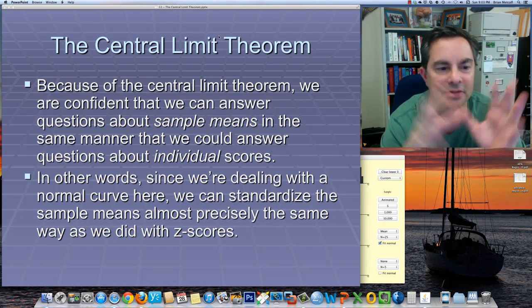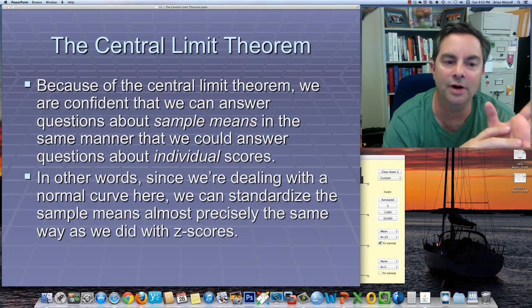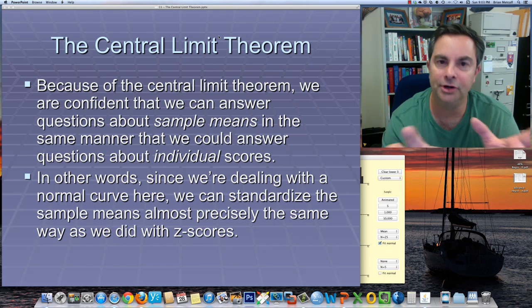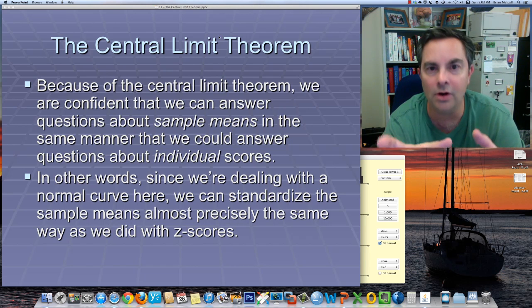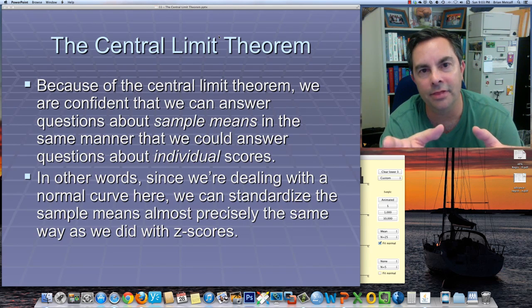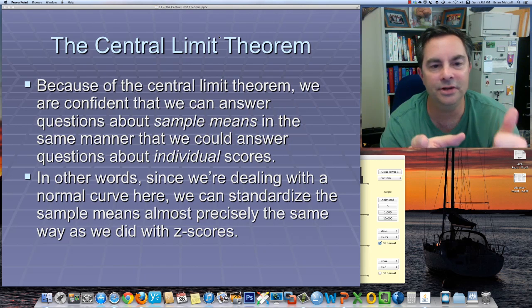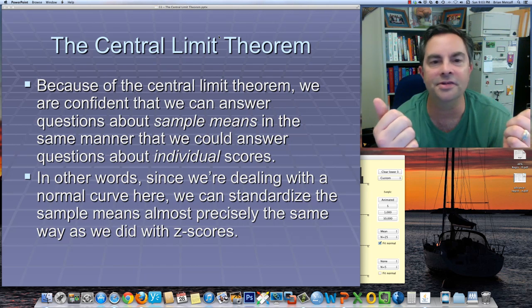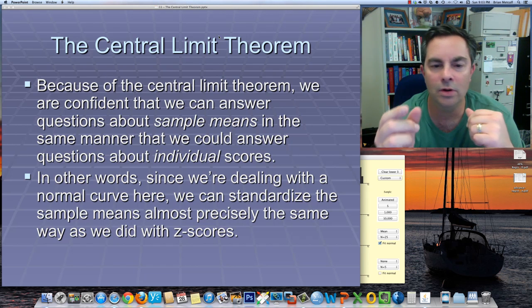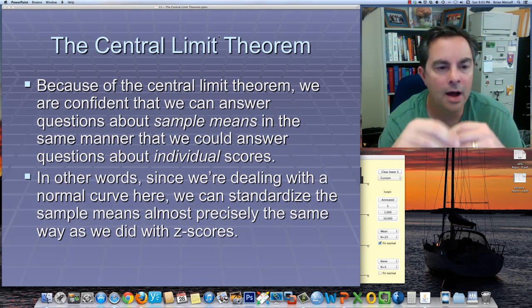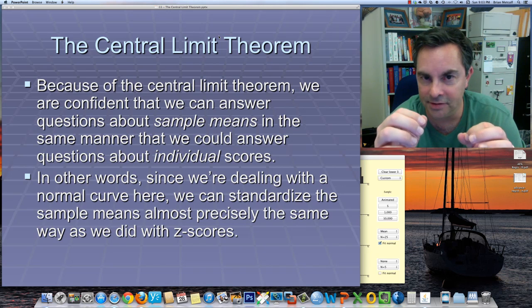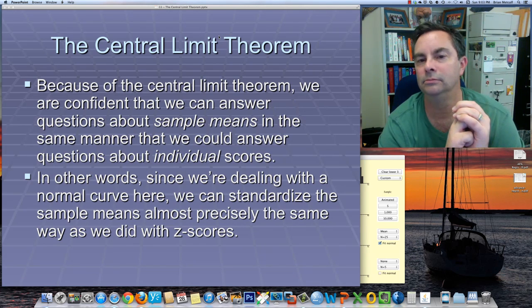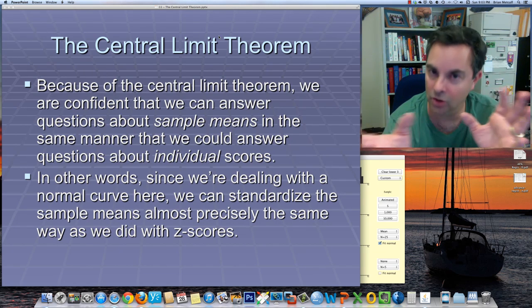Okay, so because of the central limit theorem, we are confident that we can answer questions about sample means in the same manner that we could answer questions about individual scores, because now they assure us that we have normal curves in the background to play with. All right, and we know how to use z-scores, we know how to use our z-table, put those together, and we can answer questions about percentile. I can tell you how rare or non-rare a sample is just as easily as I can for an individual.